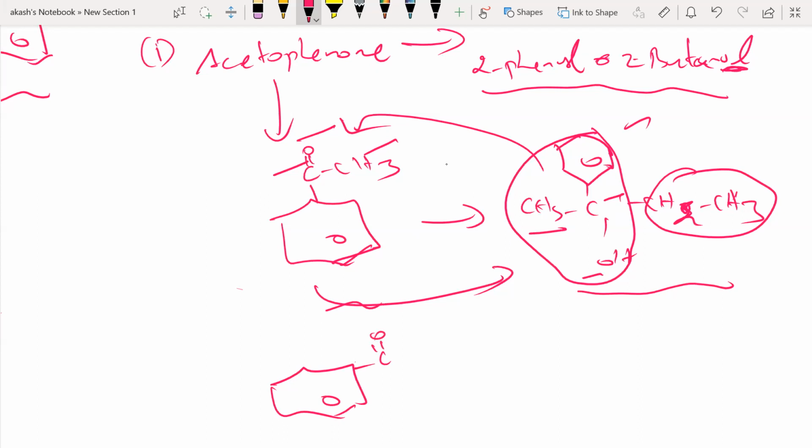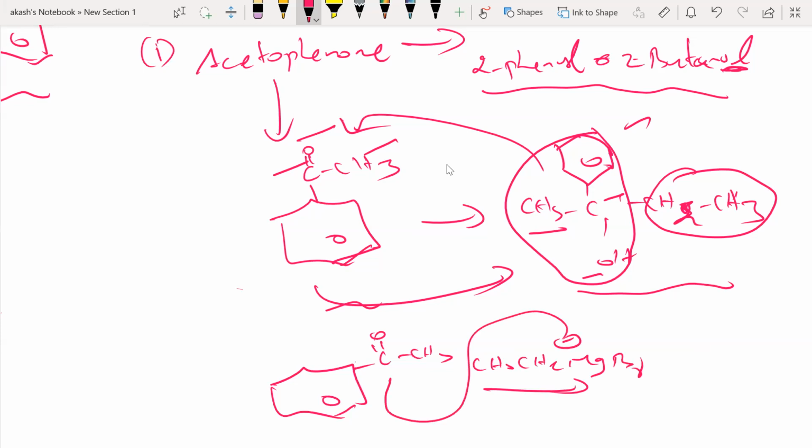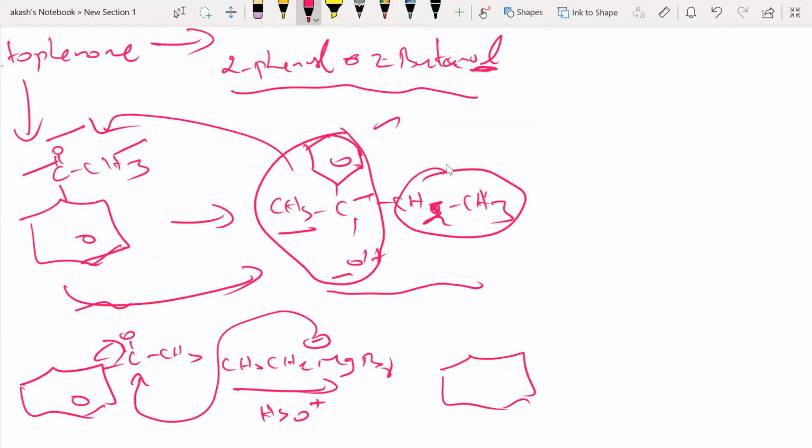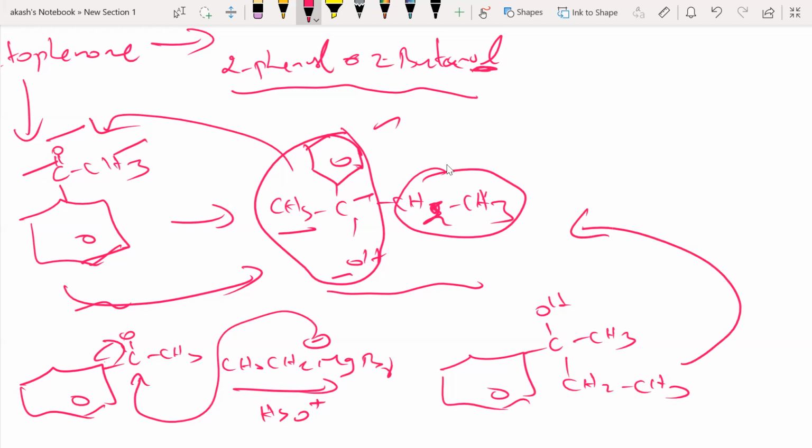Right? So we have C double bond O with the CH3. We would have taken CH3, CH2, MgBr. So this would have been the negative charge coming and attacking here. And then you go for hydrolysis also. Don't worry about it. And then eventually we are going to get one COH. CH3 is already there. Now this CH2, CH3 is going to come from the Grignard reagent.